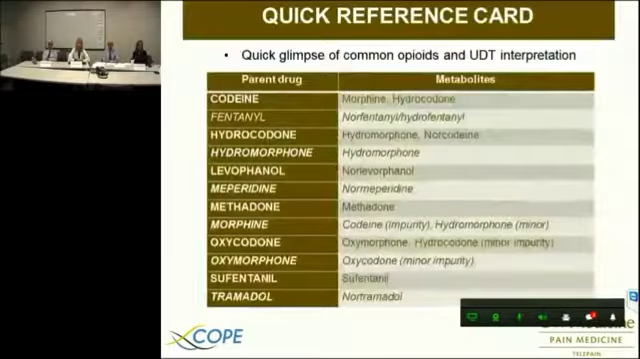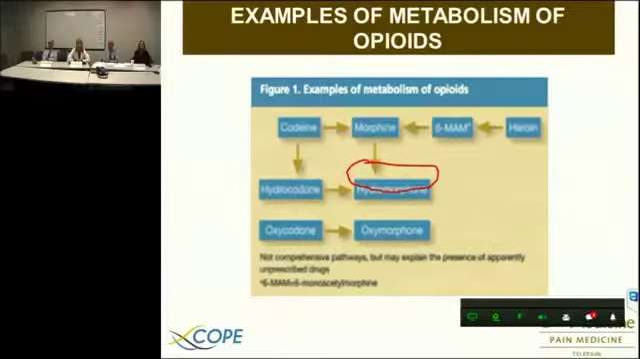So now we've ordered the test, and now the interpretation and what do we do with this, and this is pretty complicated. I encourage you to print it out and have it available. It goes along with this next slide. Hydromorphone is at the center of morphine, codeine, and hydrocodone, but oxycodone is a completely different substance. So hydromorphone will appear on the results a lot. Just make sure that you know what the parent drug was.